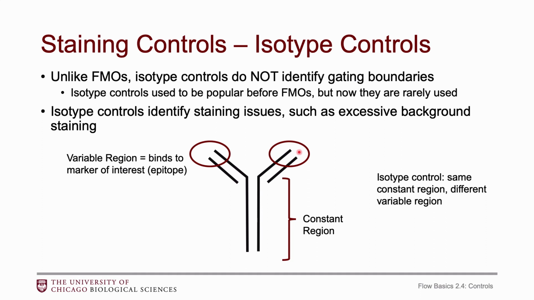That means that if you find that your isotype control binds to your cells, then that would mean that some other part of the antibody itself is binding to your cells non-specifically and not actually binding to the actual marker of interest.